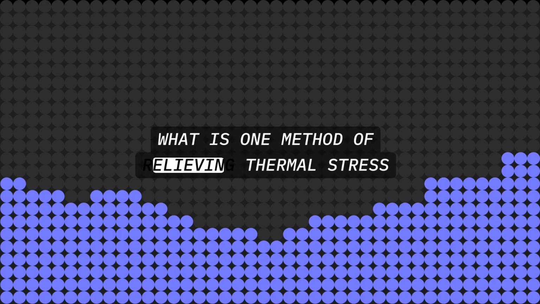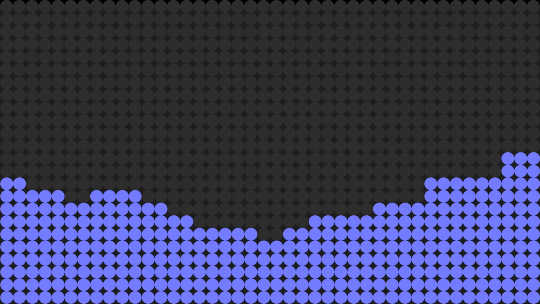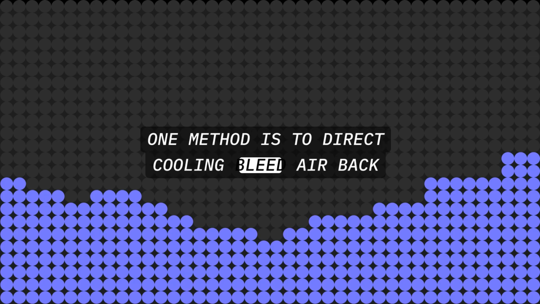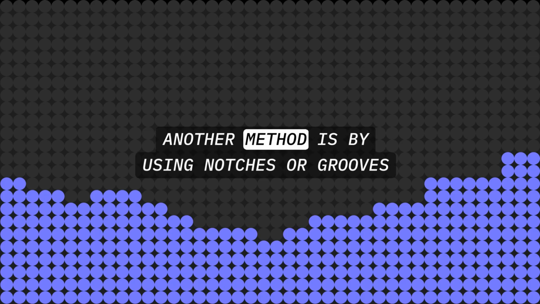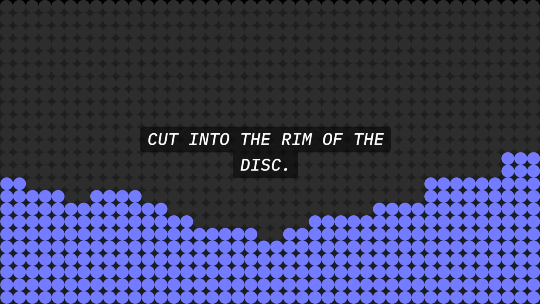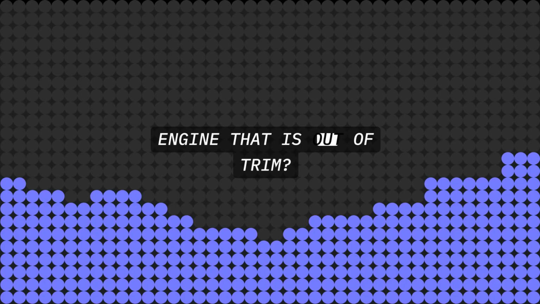What is one method of relieving thermal stress on a turbine disc? One method is to direct cooling bleed air back onto the surface of the disc. Another method is by using notches or grooves cut into the rim of the disc. What may be the indications of a turbojet engine that is out of trim?